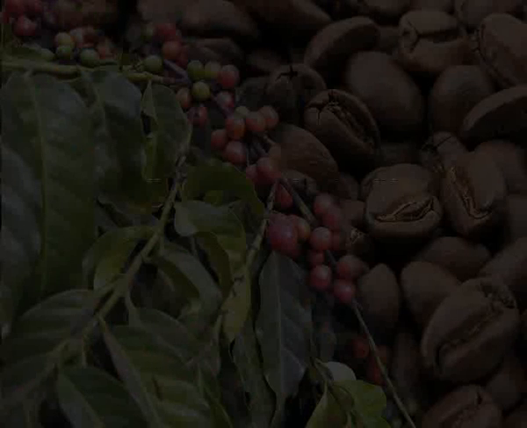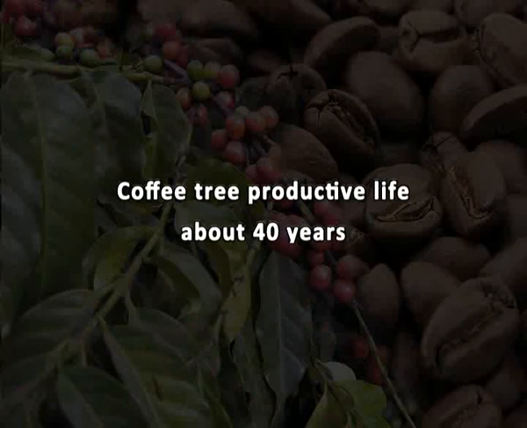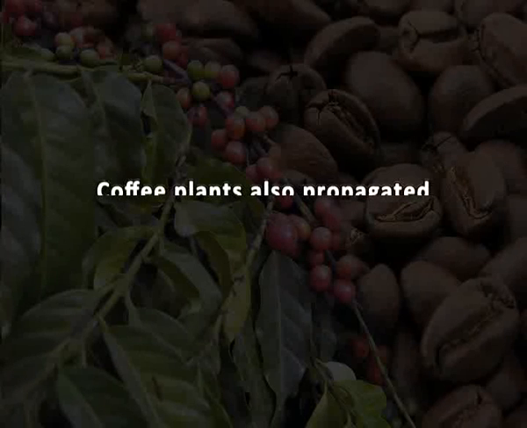Trees raised from seed begin to bloom in about 3 years, but a good crop cannot be expected of them for the first 5 or 6 years. It has a productive life of about 40 years. Coffee plant can also be propagated by grafting. Grafting tends to adapt a plant for growing conditions and disease resistance, although it is not a common practice.